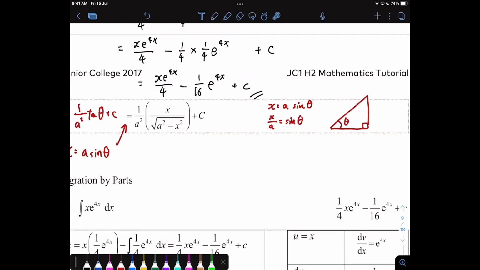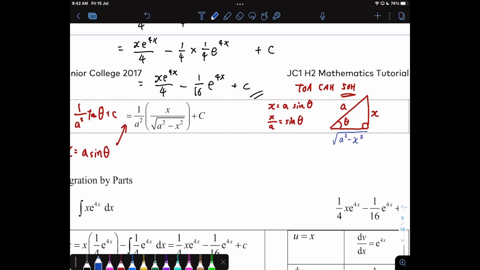X, sine theta is what again? Opposite over hypotenuse. So in this case, you see an x, you see an a, opposite over hypotenuse. So straight away you can write down x here, a here. Can? So what's the adjacent length? Pythagoras theorem. What would it be? The square root of a squared minus x squared.